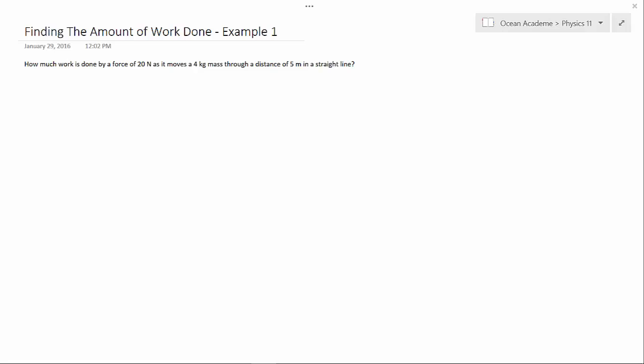Finding the amount of work done, example 1. How much work is done by a force of 20 newtons as it moves a 4 kilogram mass through a distance of 5 meters in a straight line?